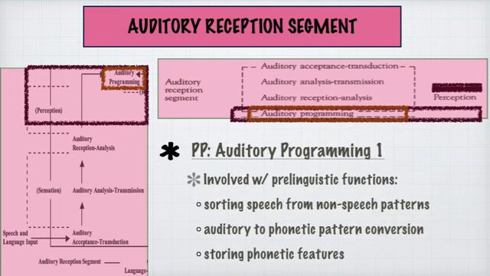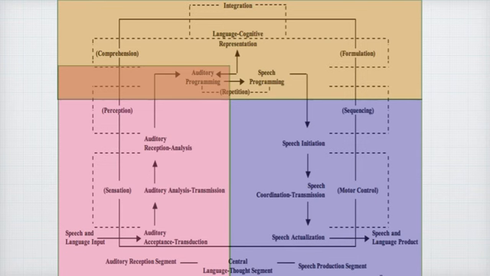Okay. This area is said to be involved with pre-linguistic functions. Gihapon. Sorting speech from non-speech patterns, auditory to phonetic pattern conversion, and storing phonetic features. Basically, if you think about the PALPA, this is the auditory phonological analysis. It's that part. Okay?